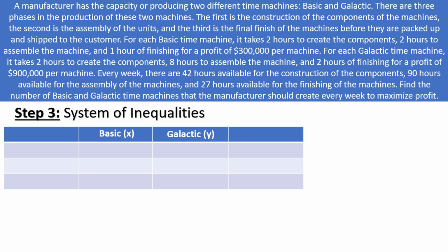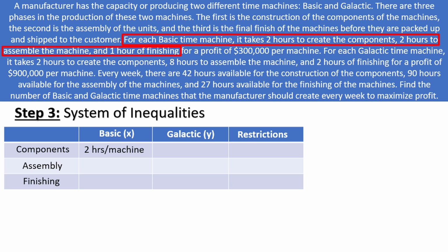We have a maximization problem, and we have restrictions related to the number of hours available in each phase of production. The restrictions relate to the number of hours available in the 3 phases of production, which are components, assembly, and finishing, so we put these in the first column. You don't really need a title for this column. For the basic machine, we are told that it takes 2 hours to create the components, 2 hours for assembly, and 1 for finishing, so we can fill that into our table.